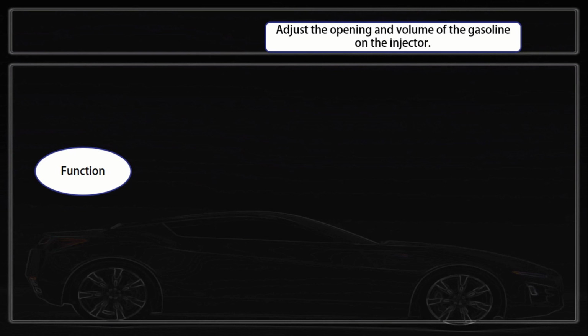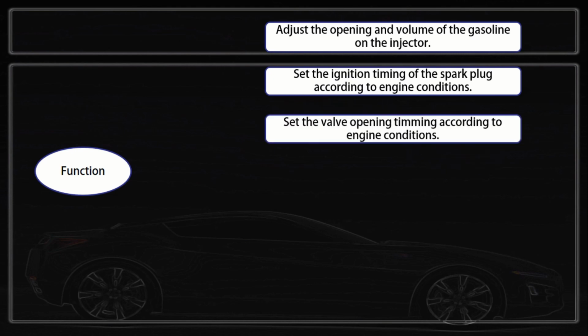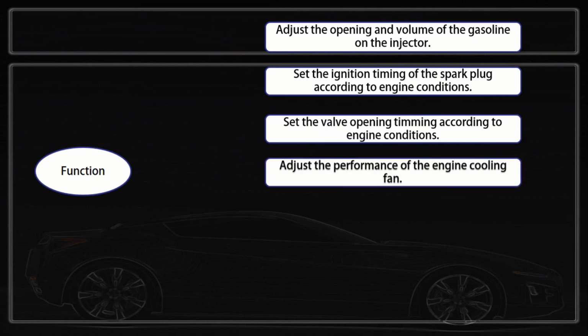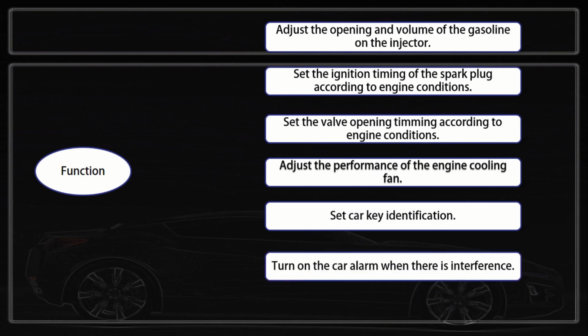Next, there are 6 general functions of ECU. The first is to adjust the opening and volume of the gasoline on the injector. Second is to set the ignition timing of the spark plug according to engine conditions. Third is to set the valve opening timing according to engine conditions. The fourth is to adjust the performance of the engine cooling fan. The fifth is to set car key identification. And the last one, turn on the car alarm when there is interference.